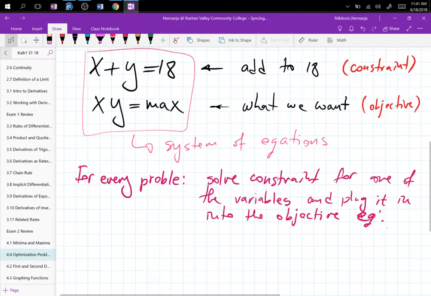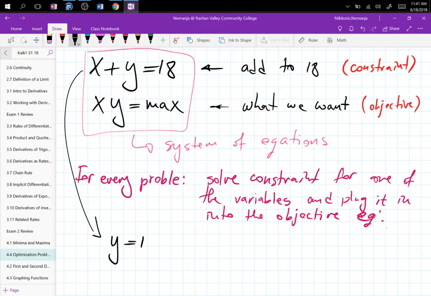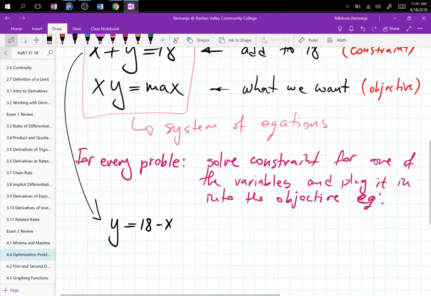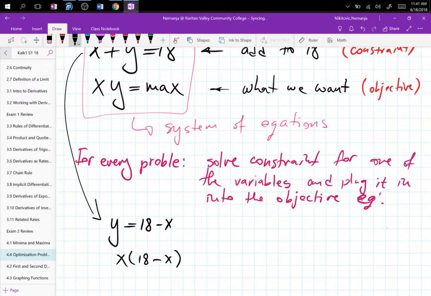This is it. So, where is the hustle in this problem? The hustle is for you to translate the words into equations. The rest is a joke. I'm going to solve the top equation. y equals 18 minus x. I'm going to plug that into the second equation. So equation 1 solved, equation number 2 plug in.